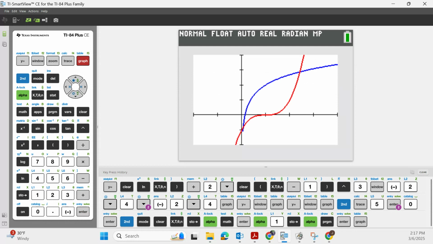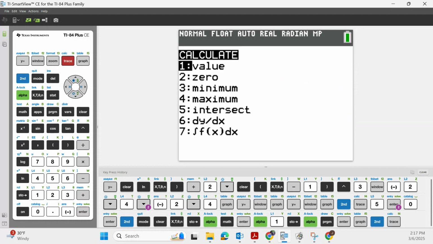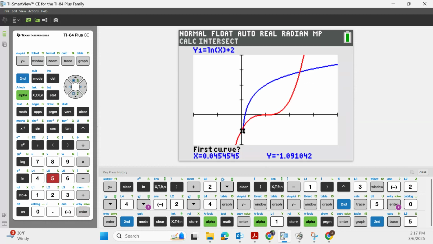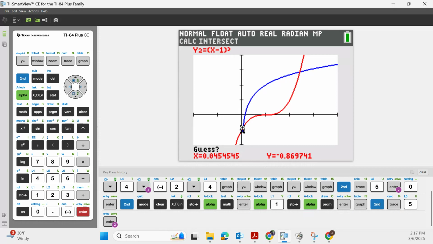So to get the other one, back to the graph. Second, trace, choice 5 is intersect. Enter for the two curves, because I only have two curves graphed. This one's closer to between 2 and 3, so I could just say 2 for my guess. Should put me there. There it is. 2.424 roughly for x, 2.885 for y.